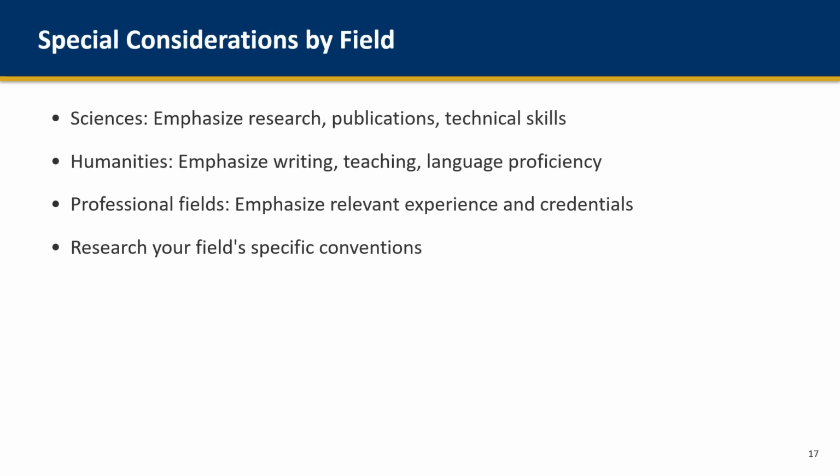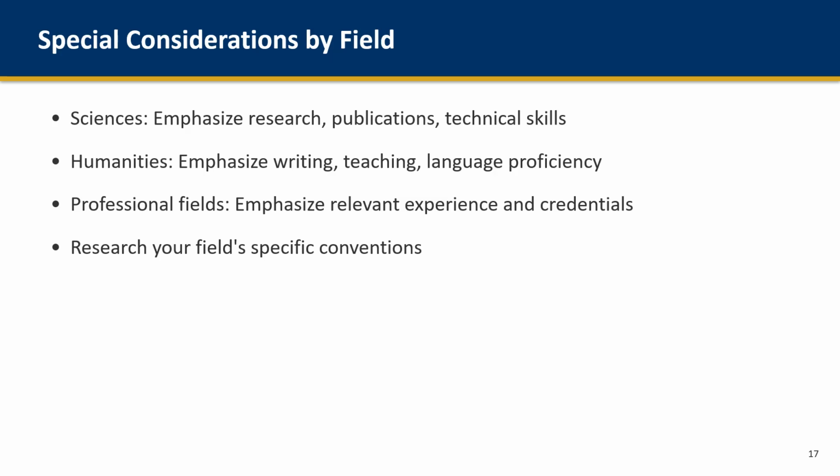CV conventions vary somewhat by field. Sciences typically emphasize research experience, publications, and technical skills. Lab affiliations, methodological expertise, and grant experience receive prominent attention. Conference presentations may be distinguished from peer-reviewed publications. Humanities emphasize writing, teaching, and language proficiency. Publications receive careful formatting attention. Teaching experience may receive more prominence than in sciences. Language proficiencies and archival research experience may be highlighted.